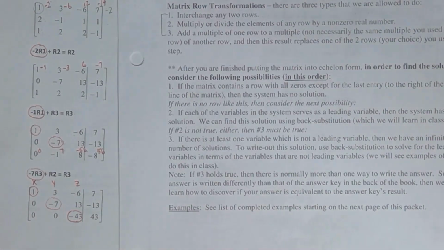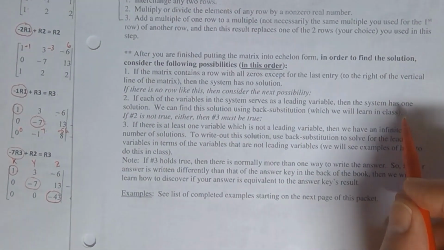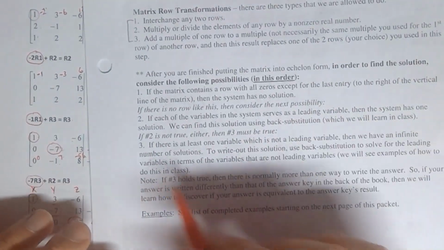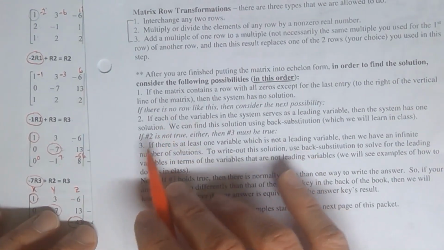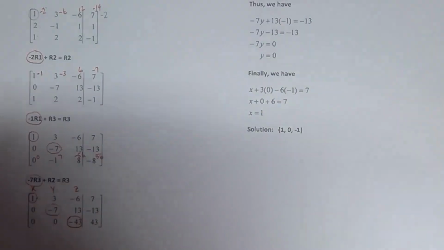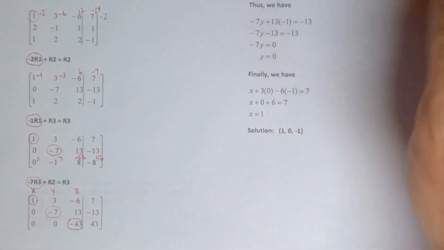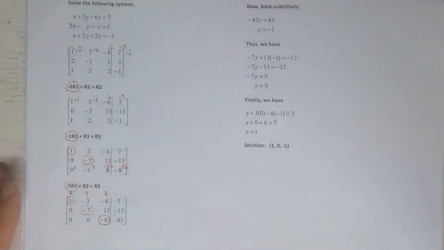Since each variable has a leading number, it is going to be, once again, just like in the last problem, one solution. All right. Yes, we will see a situation where number 2 doesn't work and we have to go down to number 3. It's going to be a bit more complicated, but we'll be okay. We'll get through it. So, since it's going to have one solution, then we'd back substitute, just like we did in the last problem.